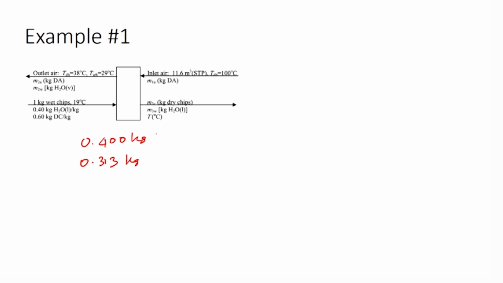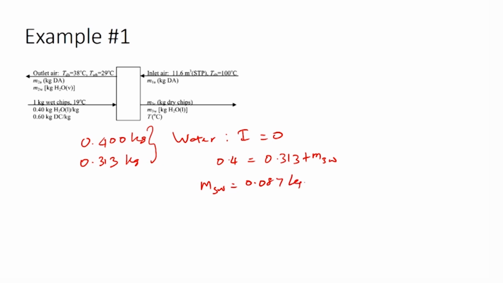So, these are the masses of air and water entering and leaving the system through the streams. Now we can write a water balance. The water balance would be input equals output. Input is 0.4 and output basically has two streams. One is the 0.313 kilograms leaving through the outlet air, and the rest is leaving through the dried chips. So, now the wood chips which are leaving: this would be 0.313 plus M3W. Therefore, M3W equals 0.087 kilograms.